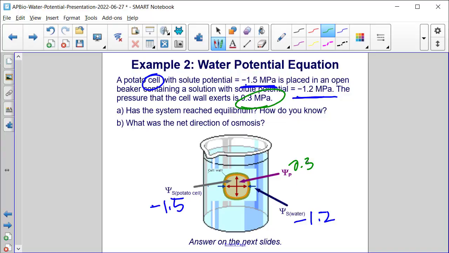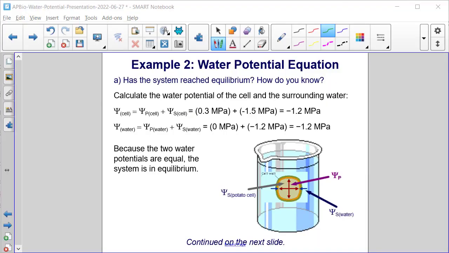So let's use that information to determine if the system has reached equilibrium and what the net direction of osmosis is. In order to know if the system has reached equilibrium, we need to know what is the water potential inside the cell and what is the water potential of the surrounding water. So inside the cell, we have the pressure potential of the cell, or the pressure exerted by the cell wall, which was given as 0.3 megapascals, plus the solute potential inside the cell, which was given as minus 1.5 megapascals. So you have an overall potential of minus 1.2 megapascals.